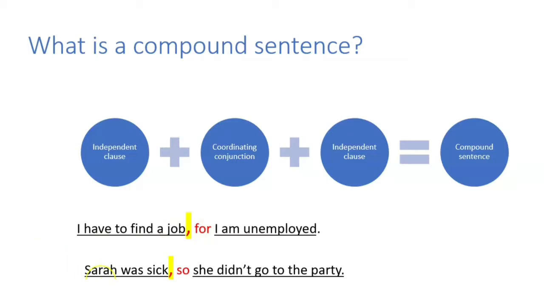Another example is Sarah was sick. This is an independent clause. So she didn't go to the party. She didn't go to the party is another independent clause. The 2 clauses are joined by so, which is a coordinating conjunction, and there's a comma that comes before the coordinating conjunction. I have to find a job.